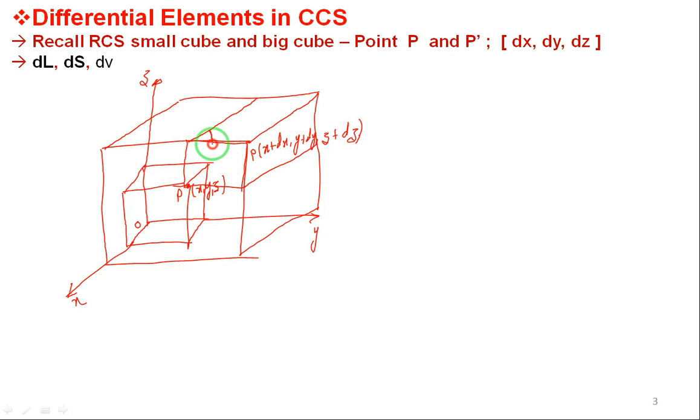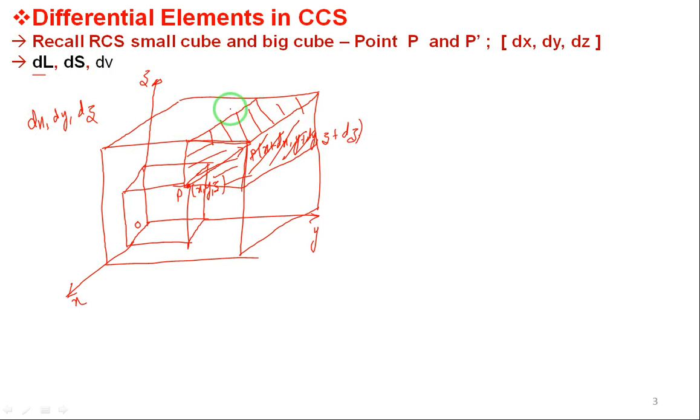Between point P and P dash this volume is formed, and the distance from point P to P dash we have called the differential length dl, right? We already saw the differential length dl, and the six faces that have been formed, the differential surface area along x direction, y direction, z direction, that we have seen, and the differential volume. And the differential elements are dx, dy, dz, the three sides of the volume that is formed here, right? That we have seen, small cube and big cube.